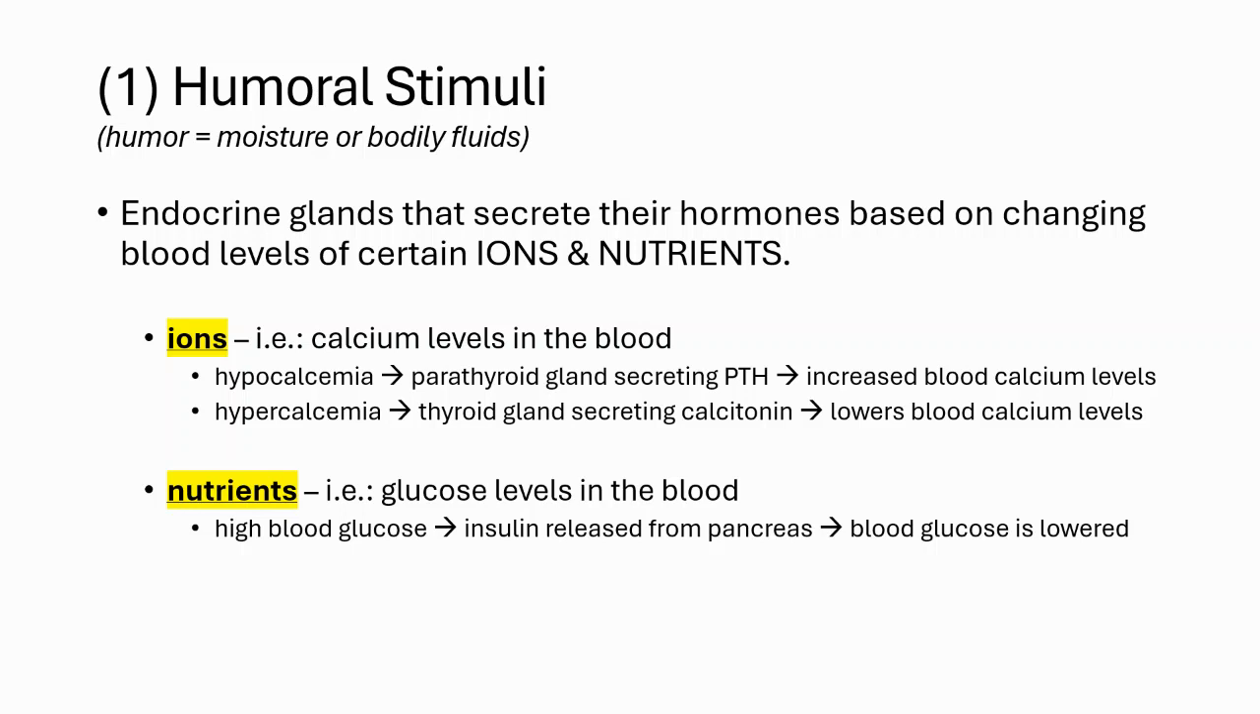Now, nutrients are another thing found in the blood that can also affect hormone secretions. An example would be glucose. If you've got high blood glucose levels, you've just eaten a meal, you've got a lot of glucose in the blood, that's going to trigger the secretion of insulin. If your blood glucose levels are low, that's going to trigger the secretion of glucagon. So again, ions and nutrients in the blood have an effect on endocrine gland secretion. And when that is affecting endocrine glands, it's called humoral stimuli.